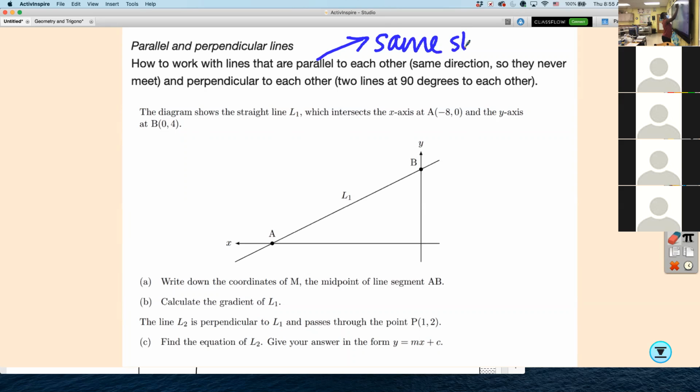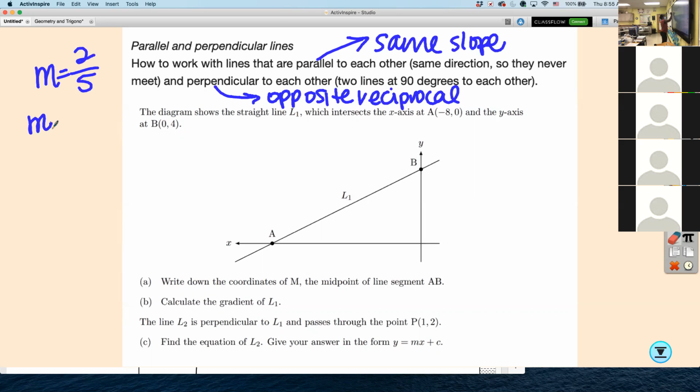So if you're given a line and you find the slope or the gradient of that line, you know the gradient of a line that's parallel to it. What about perpendicular? They're opposite, not just opposite, but opposite reciprocal. One slope that you found was 2/5. What would be the slope of a line that's parallel? 2/5. But perpendicular, it would be -5/2. And then you use that slope and whatever other point to actually write the equation of the line. Let's take a look at this one.